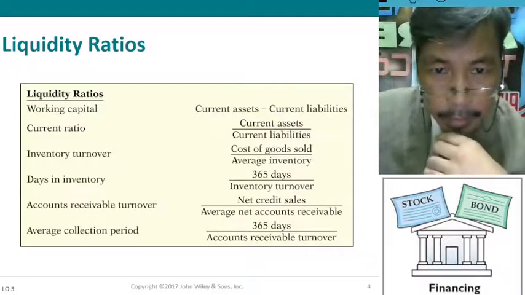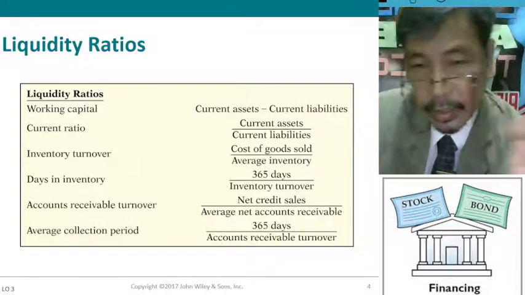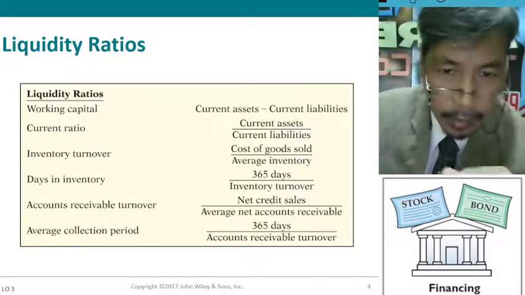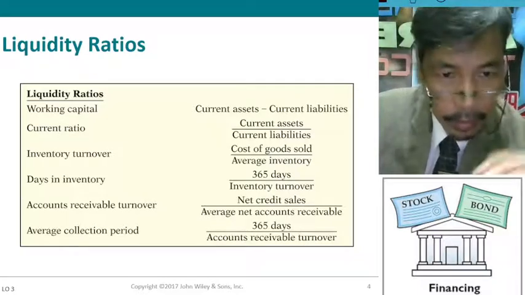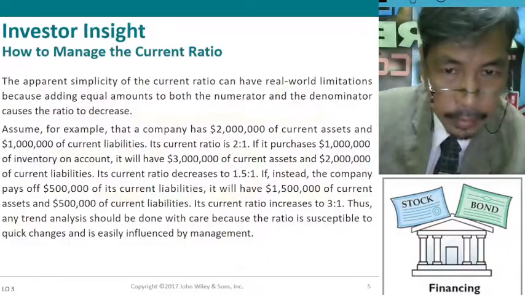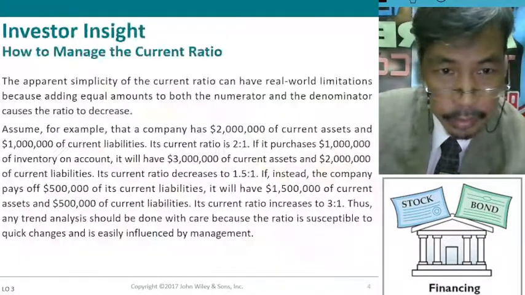And number 5, we have accounts receivable turnover: net credit sales divided by average net accounts receivable. And average collection period, 365 days divided by accounts receivable turnover. So those are the liquidity ratios.